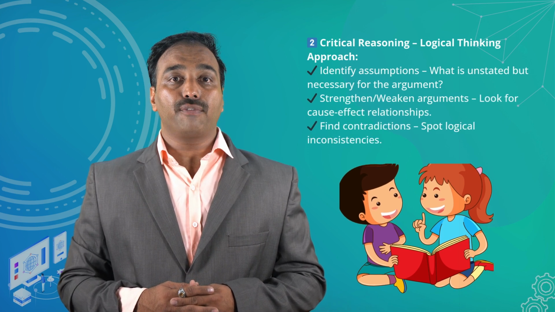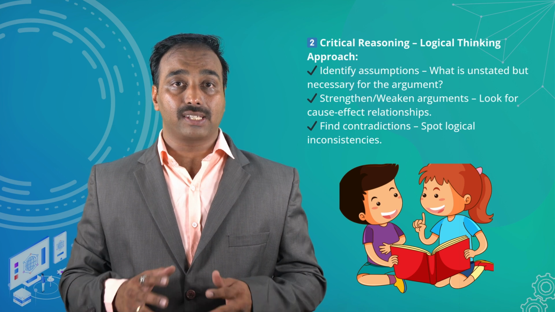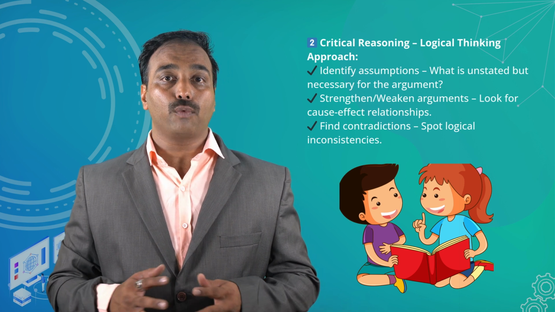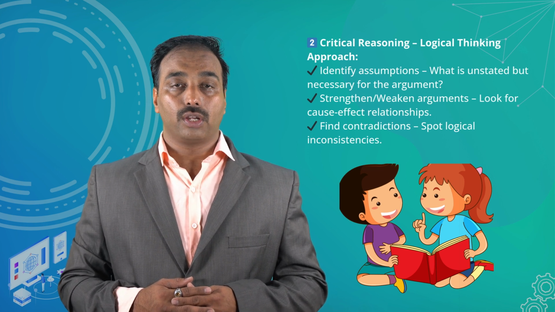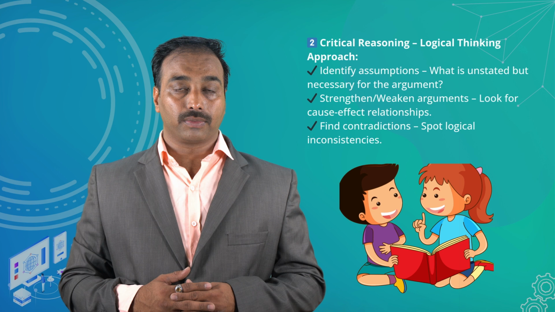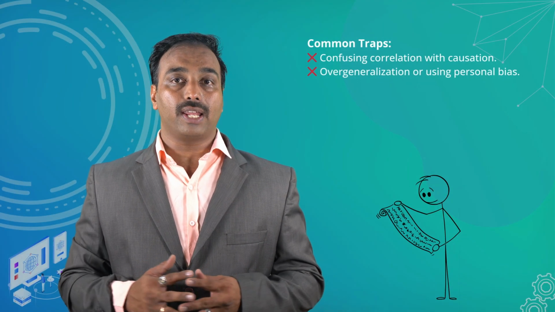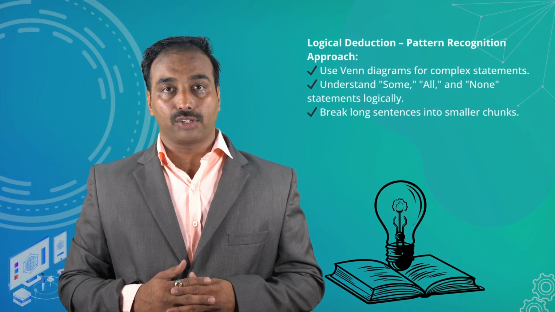Approach. Identify assumptions, what is unstated but necessary for the argument. Strengthen or weaken arguments, look for cause-effect relationships. Find contradictions, spot logical inconsistencies. The common traps are confusing correlation with causation, overgeneralization or using personal bias.